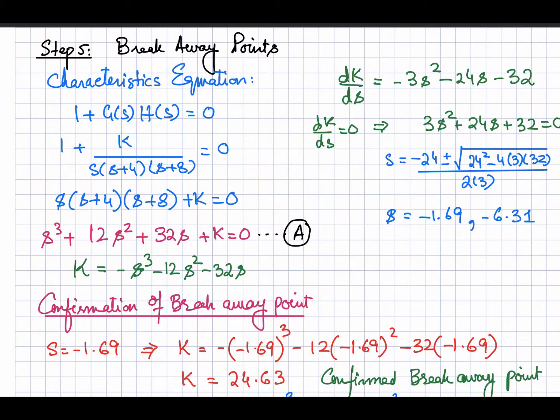Okay, so for that we need to write down the characteristic equation, that is 1 plus G(s)H(s). So we know that G(s)H(s), so this equation is set up, and simplifying this one we will get this equation. So this can be simplified and written like this, right? So this is our characteristic equation.